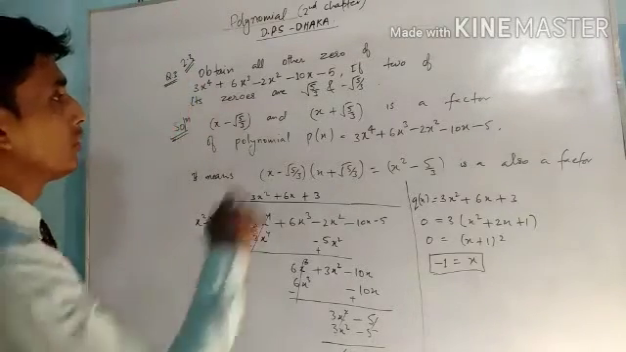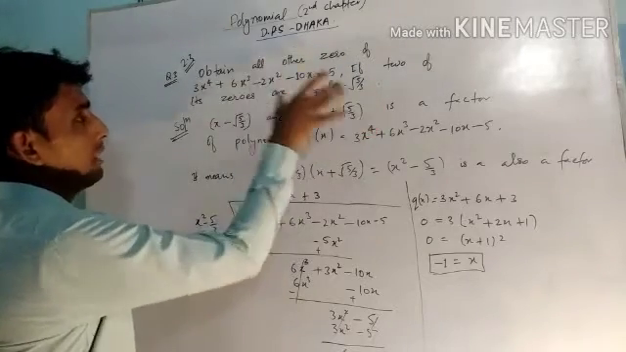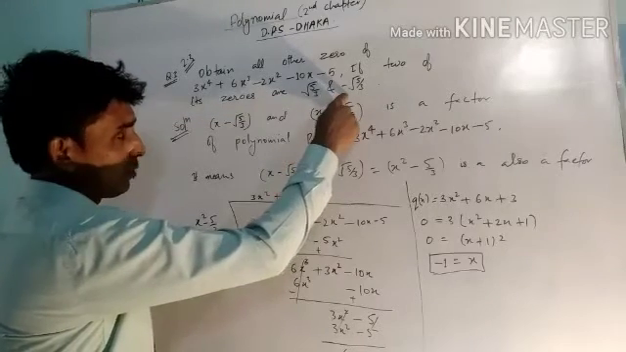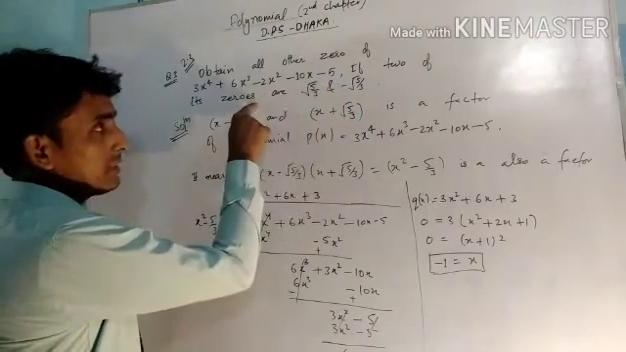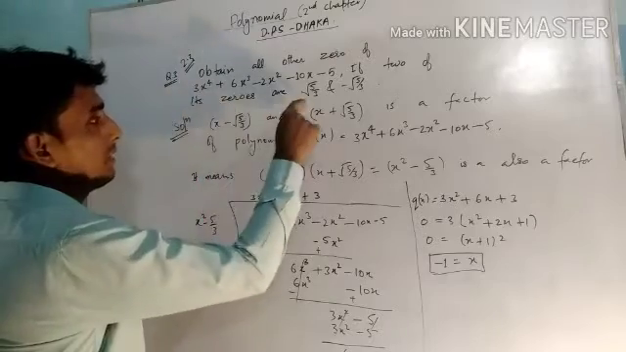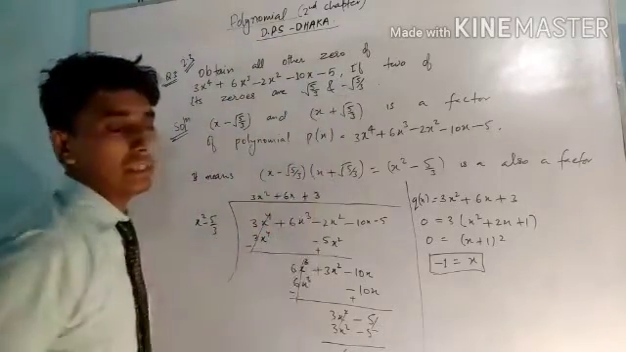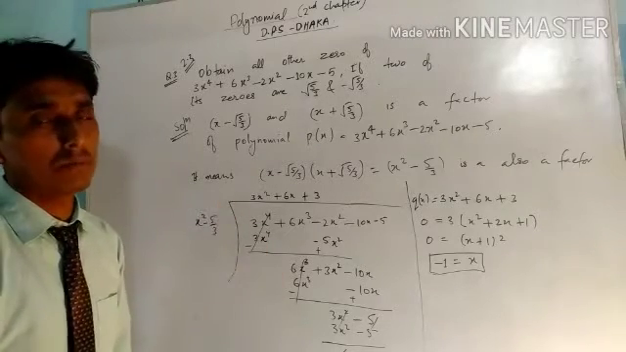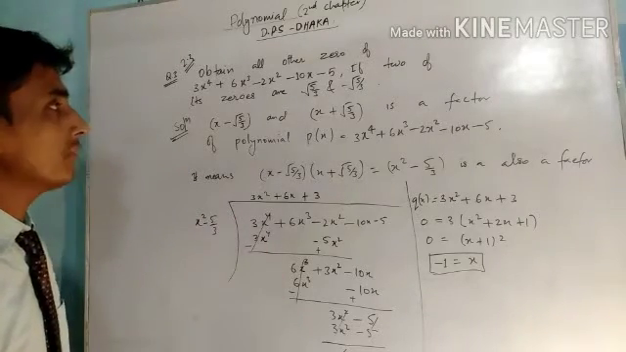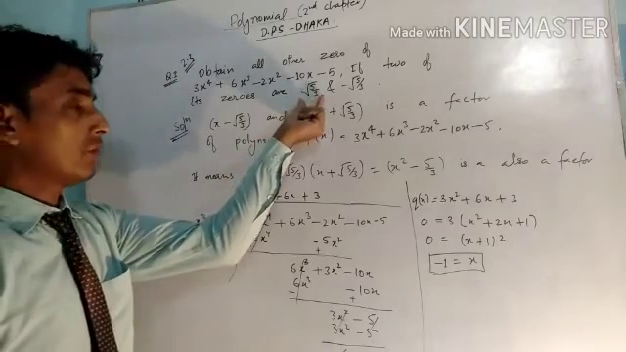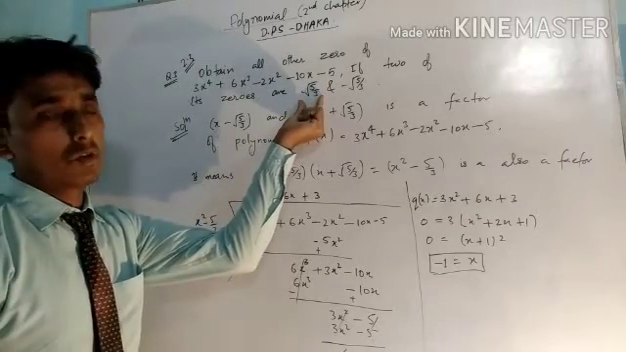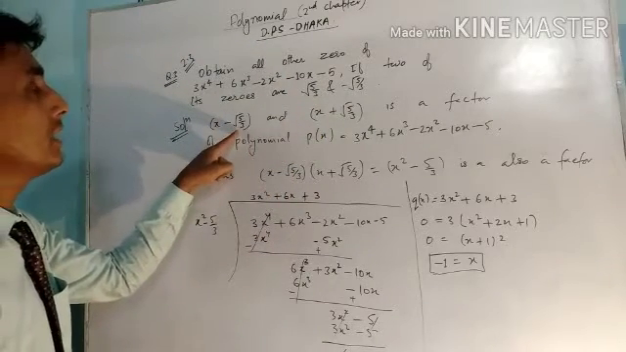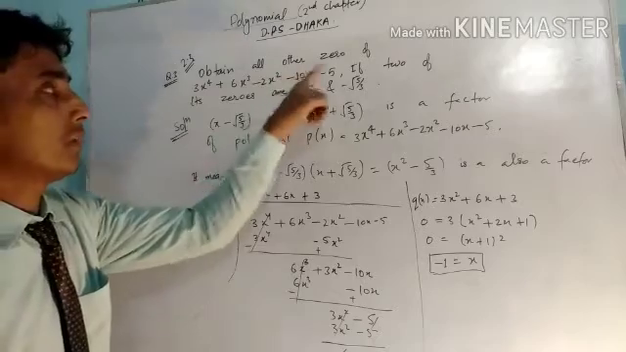So 2 zeros of this polynomial are already given, that is root 5 by 3 and minus root 5 by 3. Zeros means roots of the polynomial. Two roots are already given, and we have to find the other 2 roots of the polynomial. First of all, we know that if root 5 by 3 is a root or zero of the polynomial, then x minus root 5 by 3 must be a factor of this polynomial.